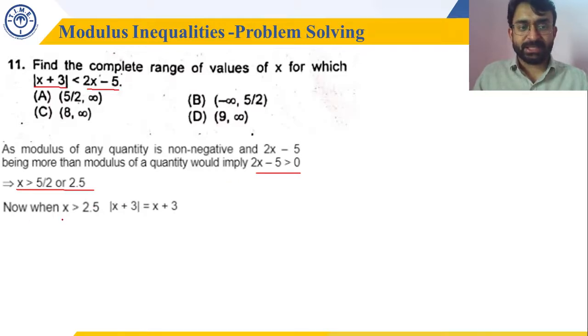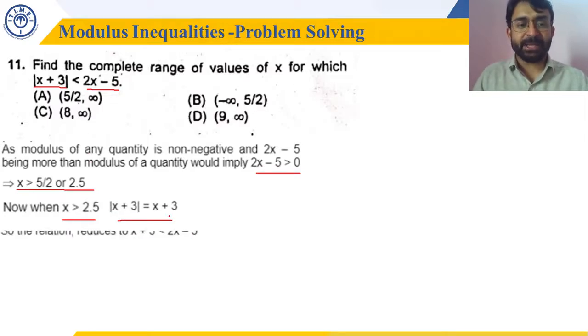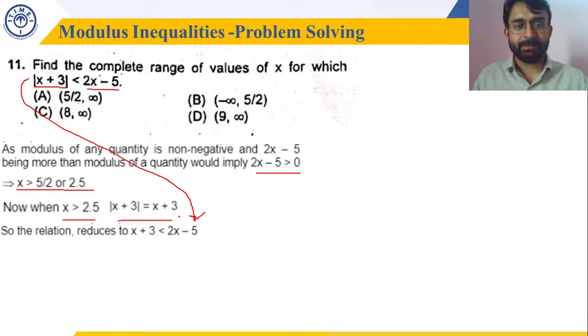So now when x is greater than 2.5, this mod of x plus 3 will be x plus 3 because it is positive. If you take any value which is more than 2.5, let's say 3, 3 plus 3 is 6, a positive quantity. So I can rewrite my inequation as x plus 3 is less than 2x minus 5. This expression is written like this because mod of x plus 3 is equal to x plus 3, given that x is more than 5 by 2. So x plus 3 is less than 2x minus 5.